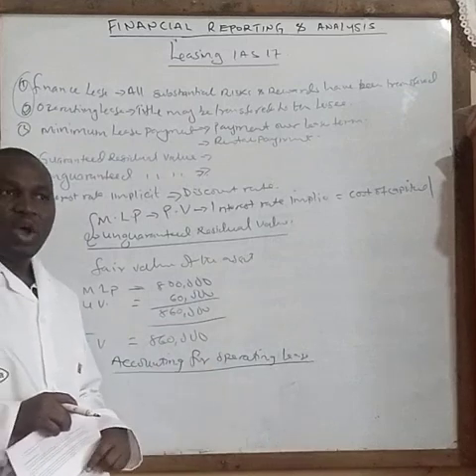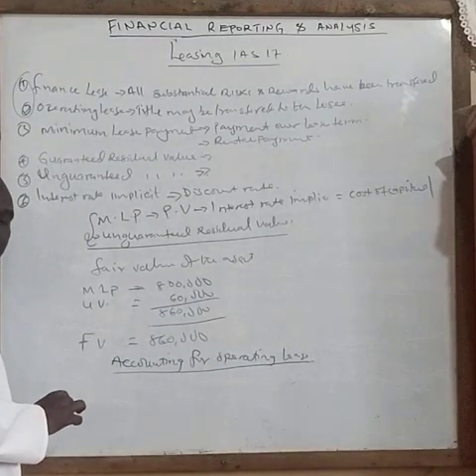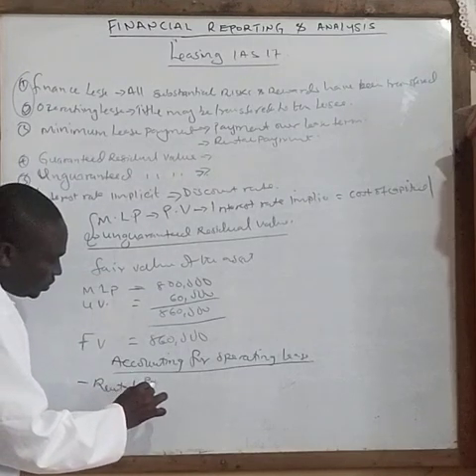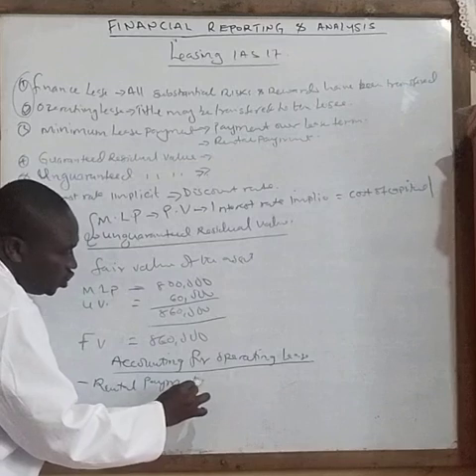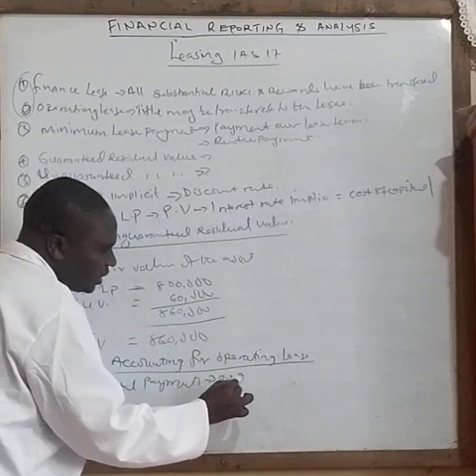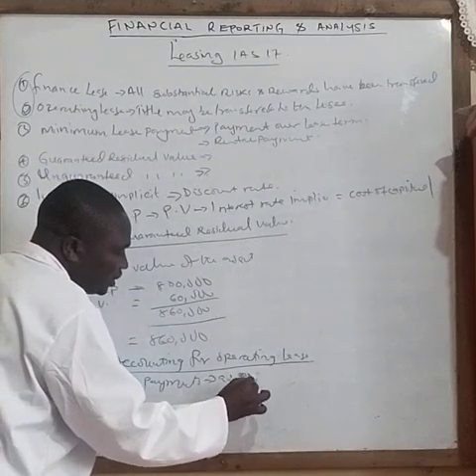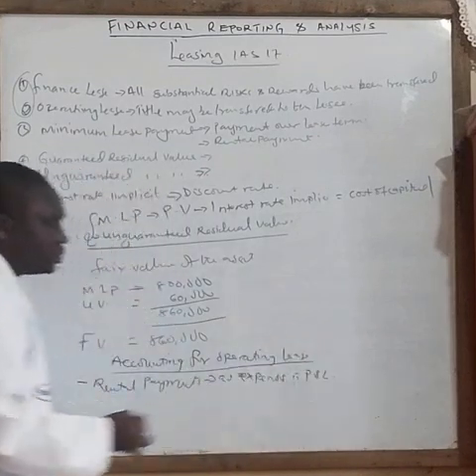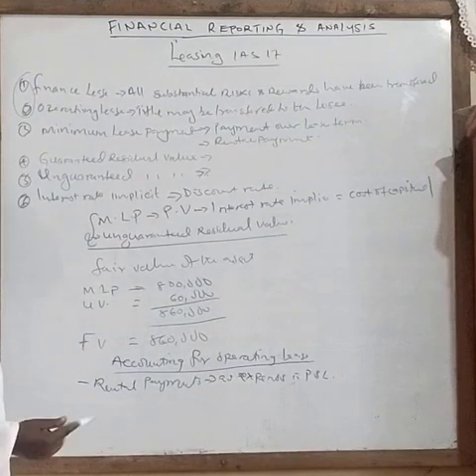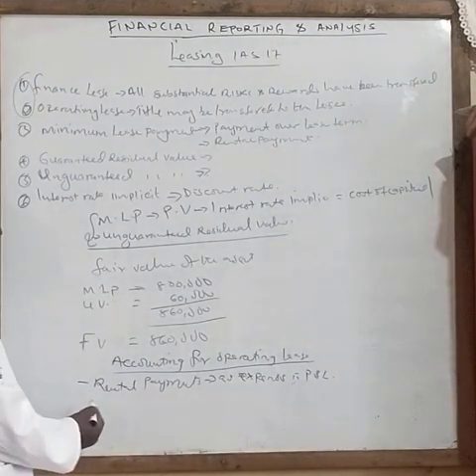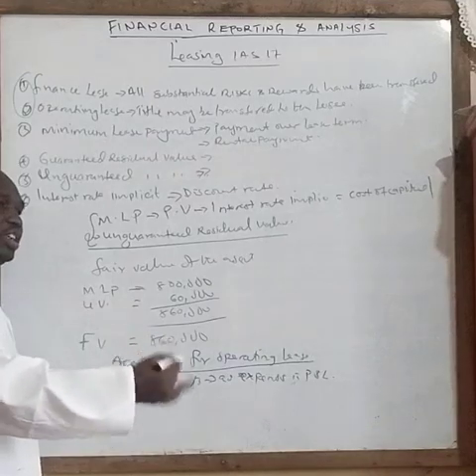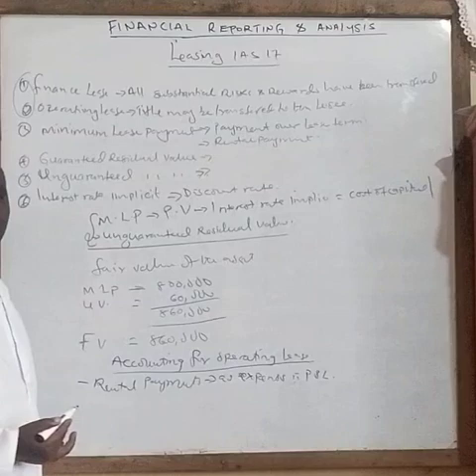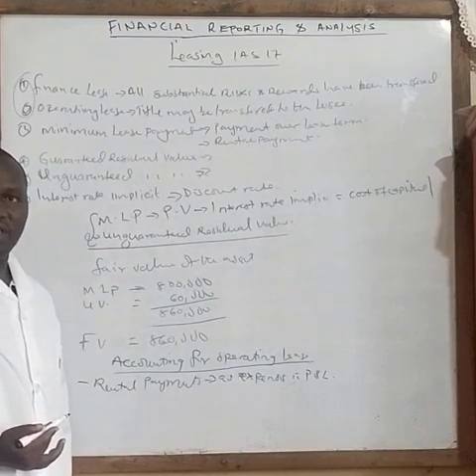This is very simple. In the books of the lessee, these rental payments should be recorded not as assets, but as expenses in the P and L. Simple. If you are the lessee, any payment you make on a periodic basis, you record it in the P and L account. You get the point now?